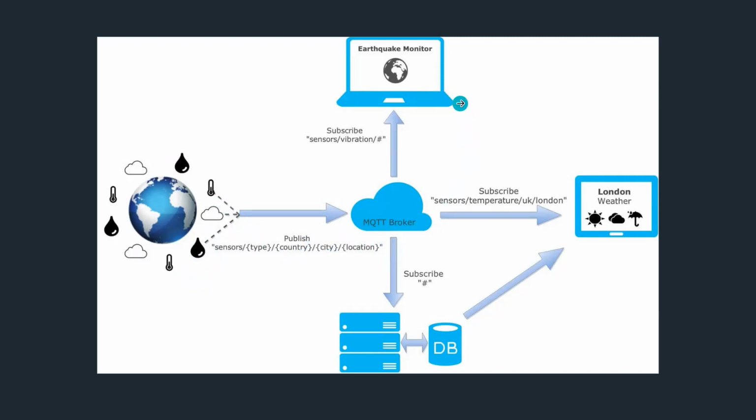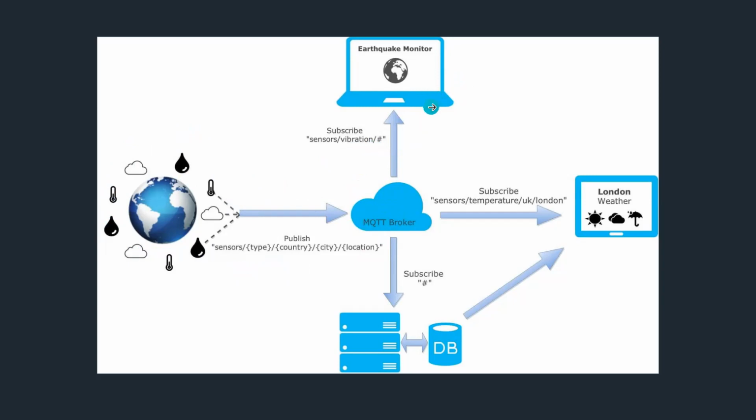And then there are subscribers who are subscribing to that data. There's one subscriber who wants the vibration information, right? So the MQTT broker will have a topic called vibration, and under that vibration, it keeps the ID of the device which has subscribed to that data. So once the broker receives some vibration information from these sensors on the earth, it will send that data to the earthquake monitor, right?